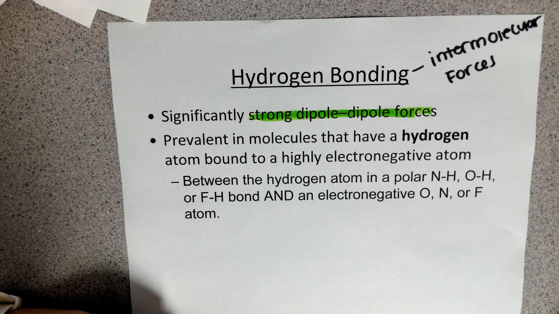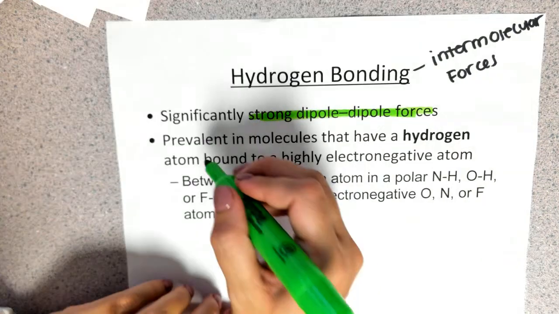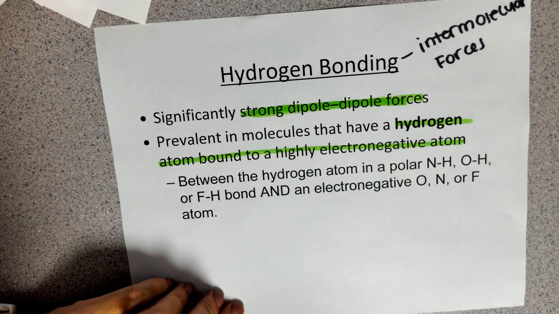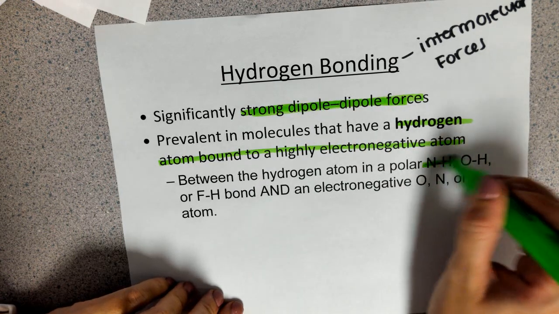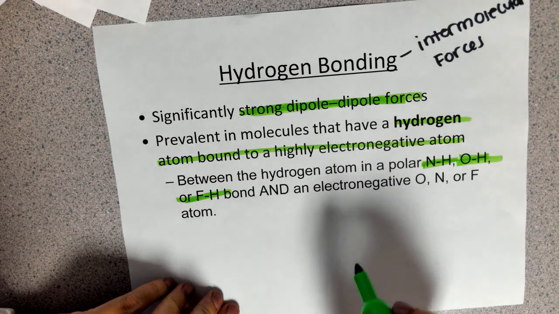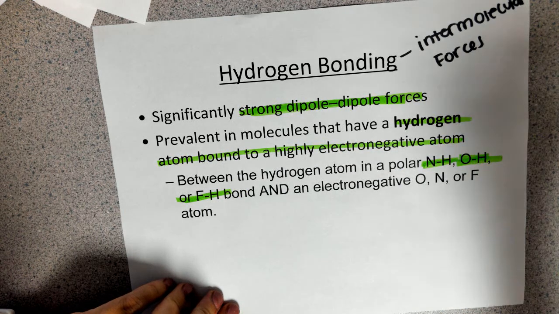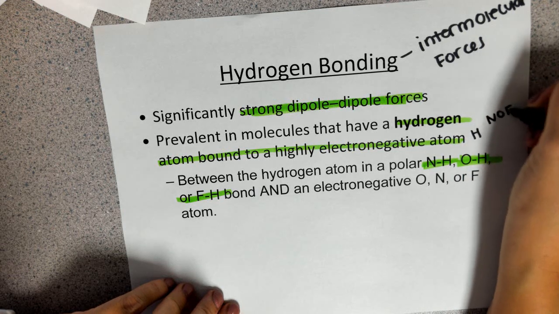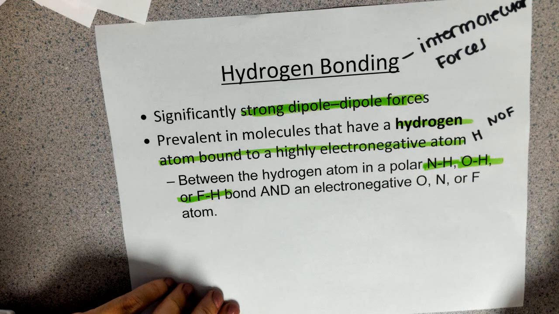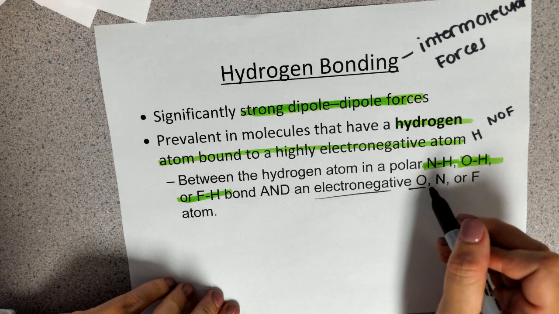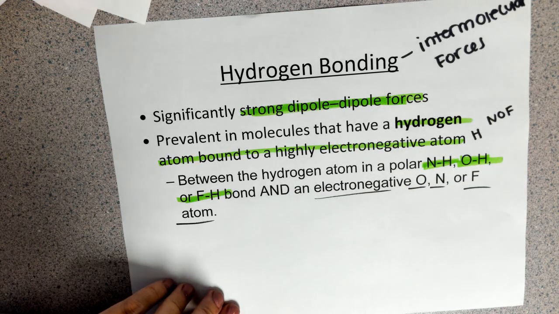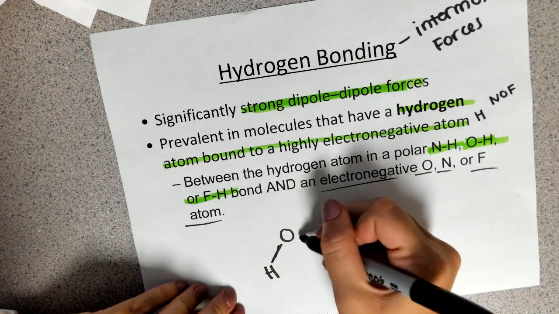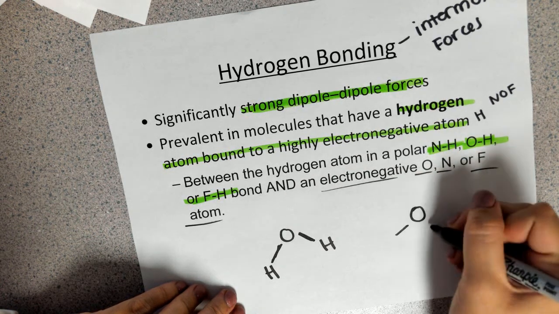These occur in molecules that have a hydrogen atom bonded to a very electronegative atom. Specifically, you need to have hydrogen bonded to nitrogen, oxygen, or fluorine. And so you need to have one molecule that has one of those bonds, H connected to N, O, or F, and then it needs to be near another element that has an O, N, or F. So for example, I have water. Water has oxygen connected to hydrogen and another water molecule.